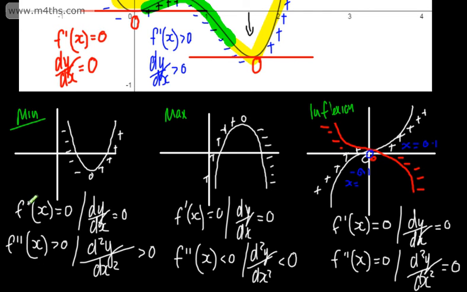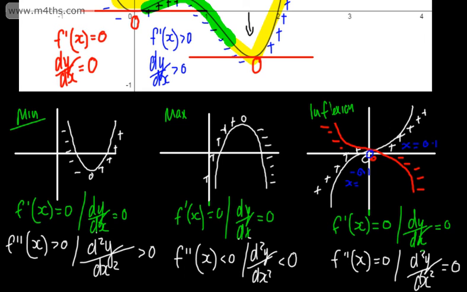For all of these, we could say that dy/dx or f'(x) was 0. So the gradient function was 0. So all of those now hold true. So let's just put these in. That's something we learned in the last video.